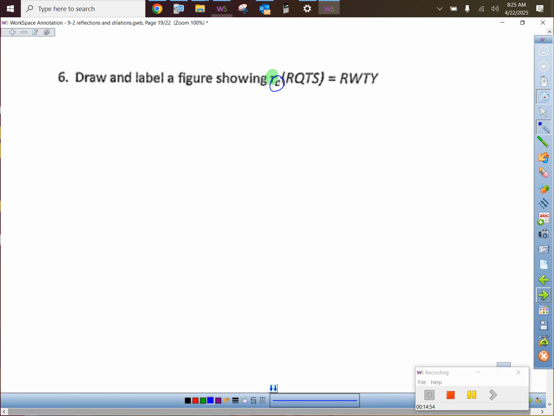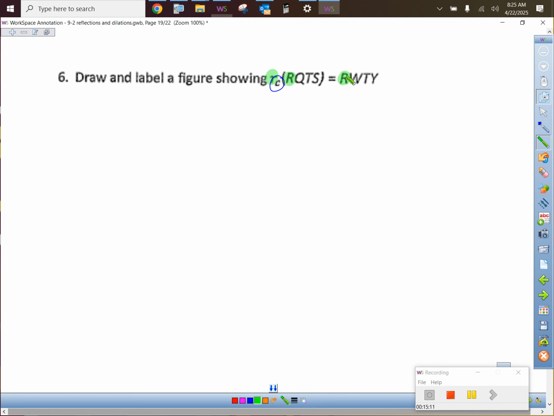R is supposed to reflect to R, Q is supposed to reflect to W, T is supposed to reflect to T, and S is supposed to reflect to Y. Do you see how they go in corresponding order? Here's how we'll skip it. Could you tell your neighbor how that can happen?